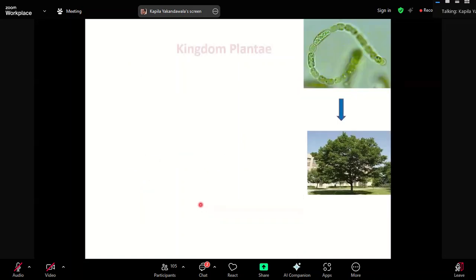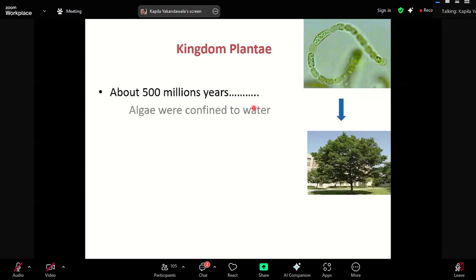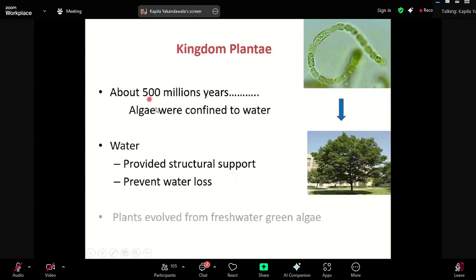Okay. If you look at kingdom plantae, this is just for information, right? You don't have to remember these things by heart.